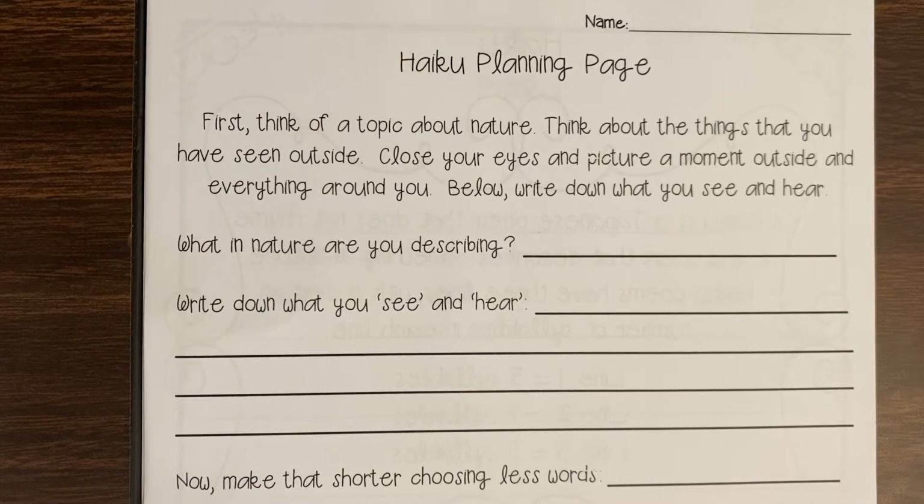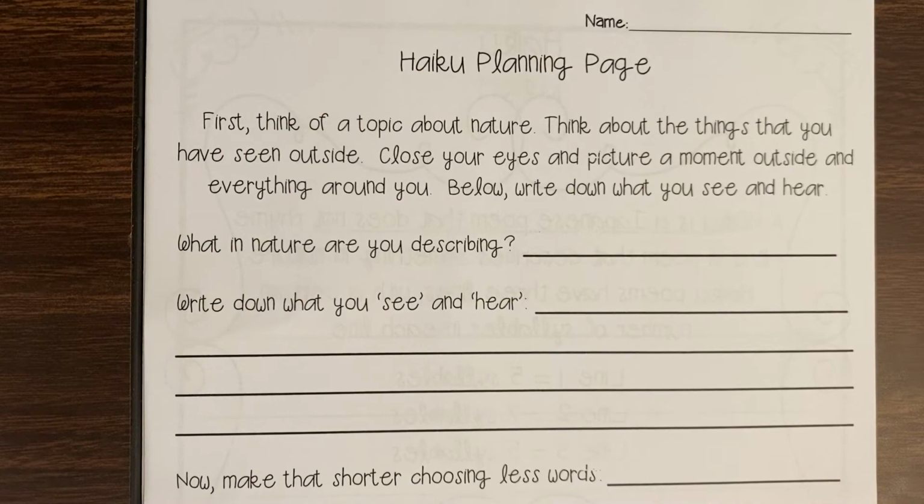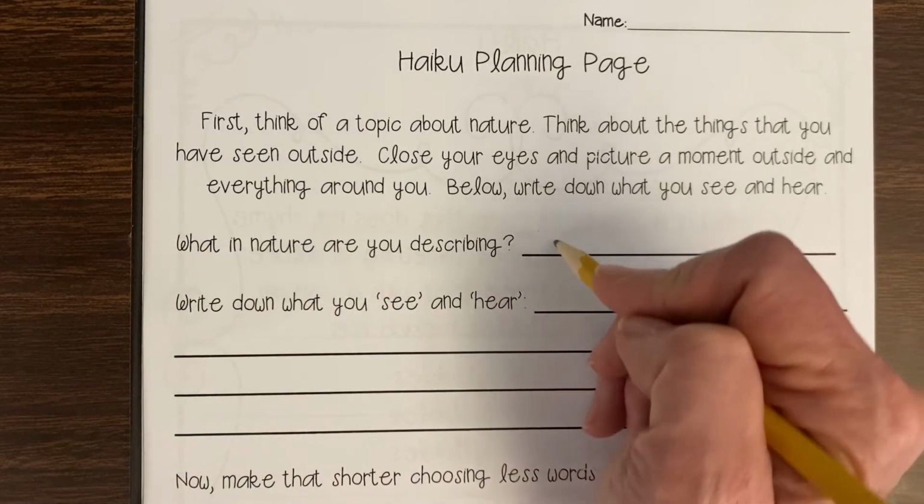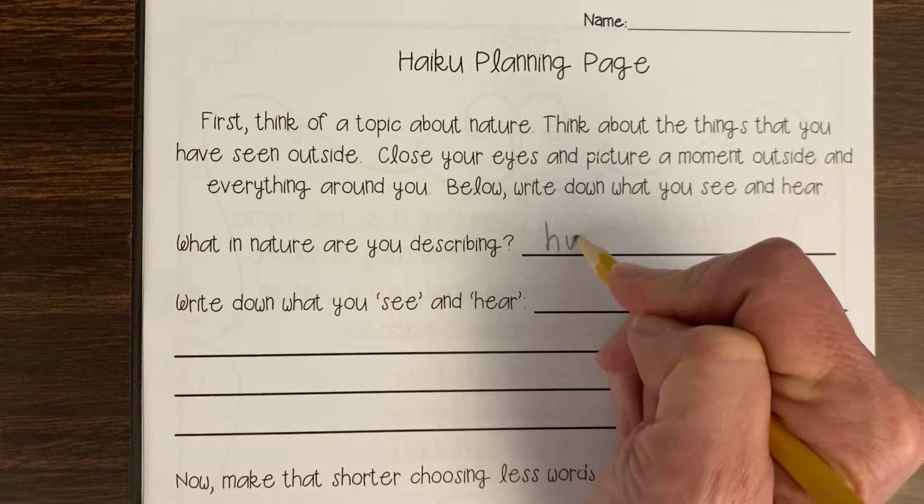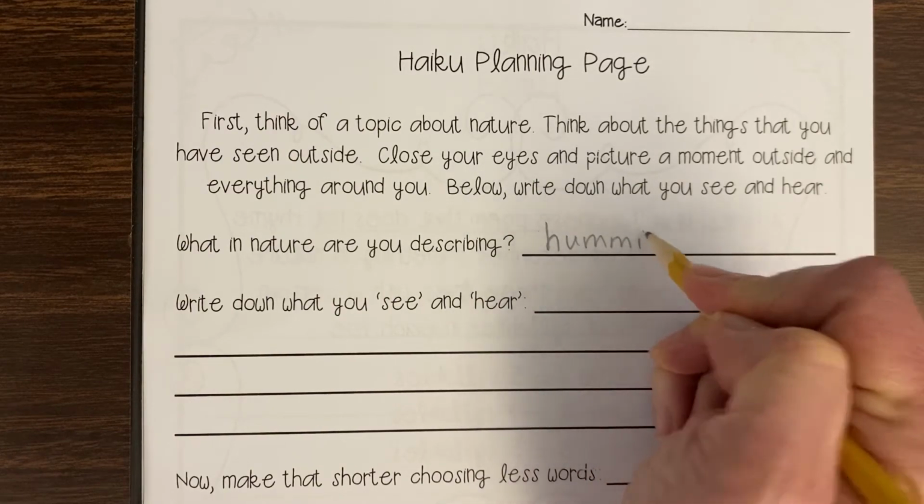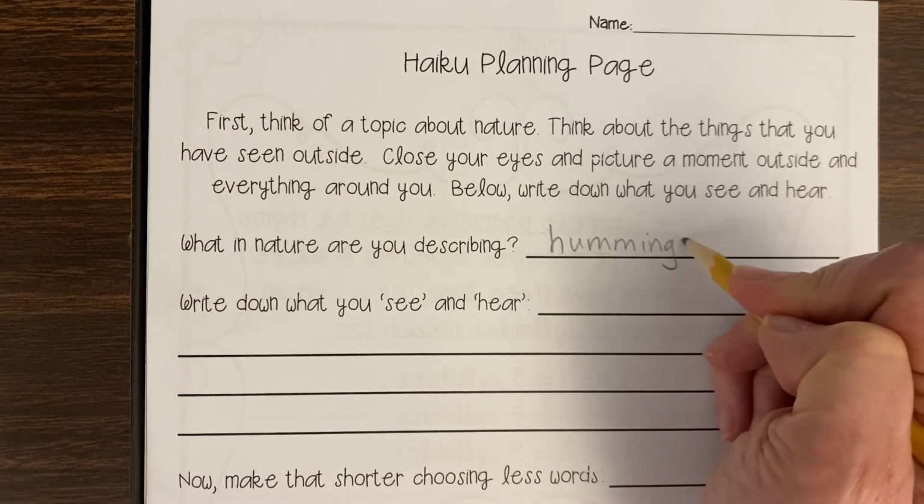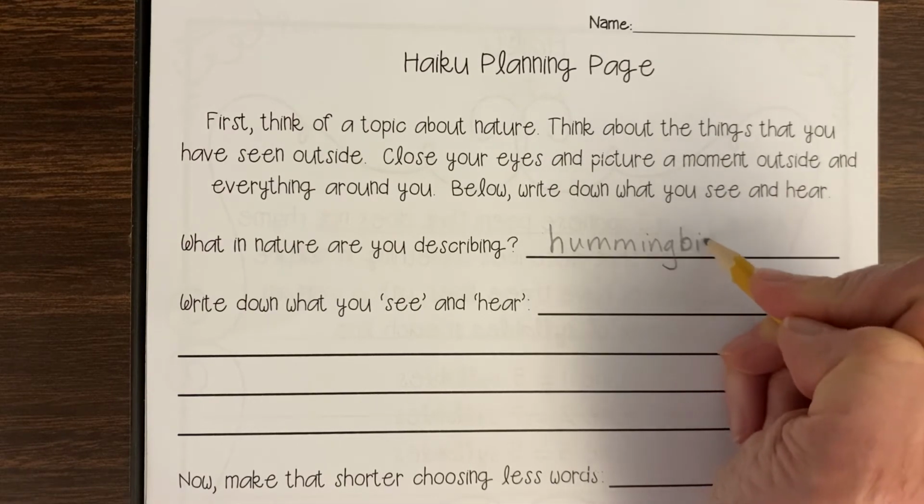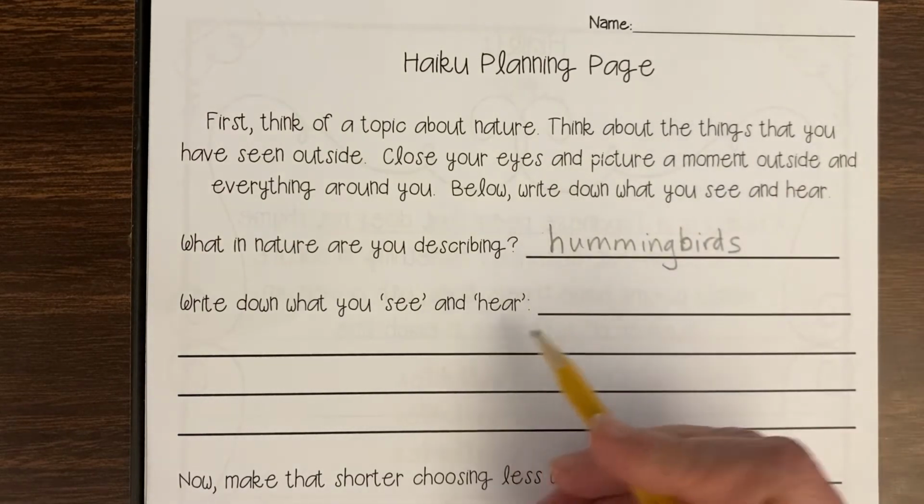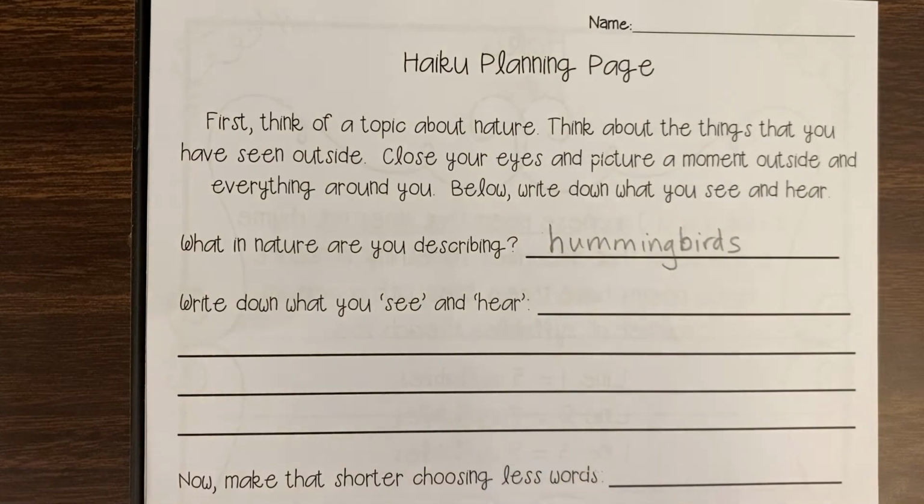So I'm just going to show you, when I wrote my haiku, I decided I wanted to write about hummingbirds. So what in nature are you describing? I'm describing hummingbirds. Okay, write down what you see in here. So this can just be your thoughts.